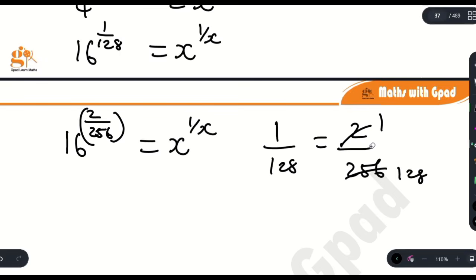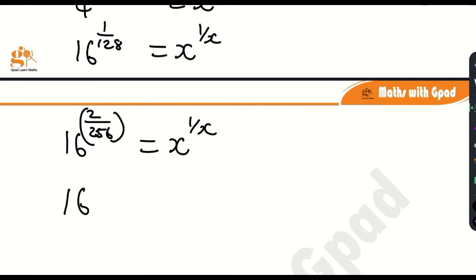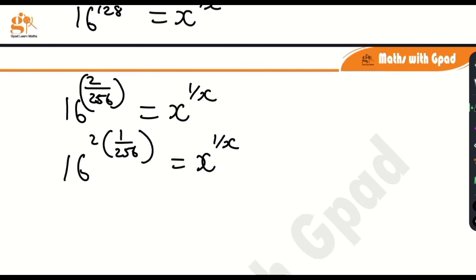Okay, let me just remove this. So again, this is 16 raised to power 2 bracket 1 over 256, and this is equal to x raised to power 1 over x. Now, what is 16 raised to power 2? It is 256. And then you have 1 over 256 here as well. And this is equal to x raised to power 1 over x.